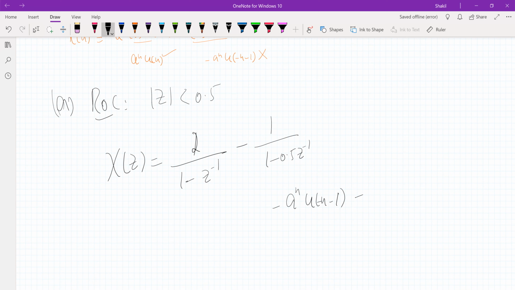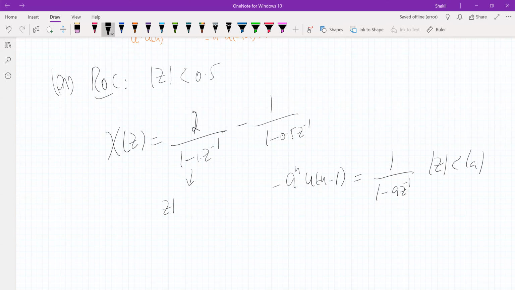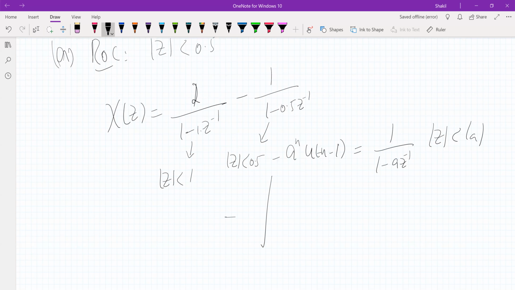The Z transform of this is 1 by 1 minus a z inverse when |z| is less than a. You can check it. Now here a is 1, here a is 0.5. So the region of convergence of this will be less than 1 and the region of convergence of this will be less than 0.5. But I said the region of convergence is the common region. So which portion is common? Less than 0.5 is the common. So this satisfies this one.